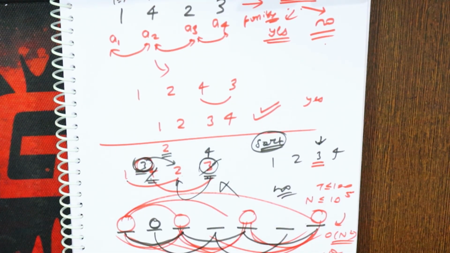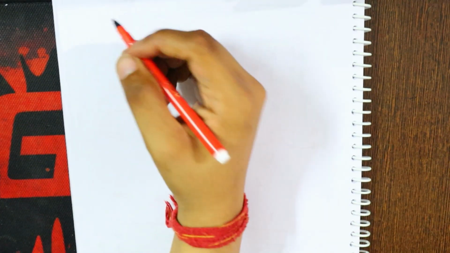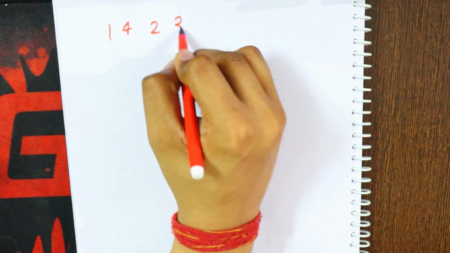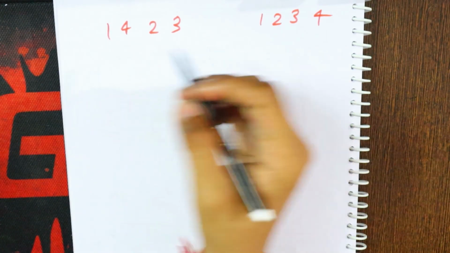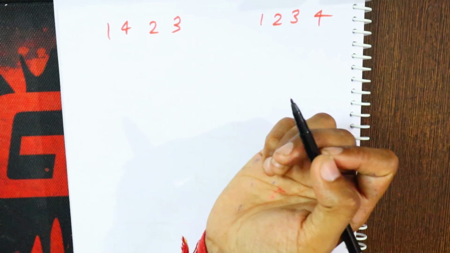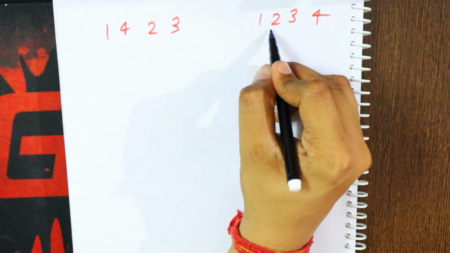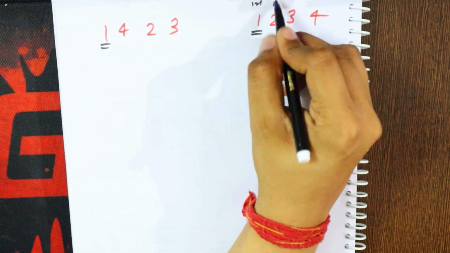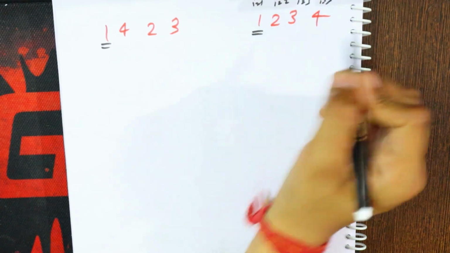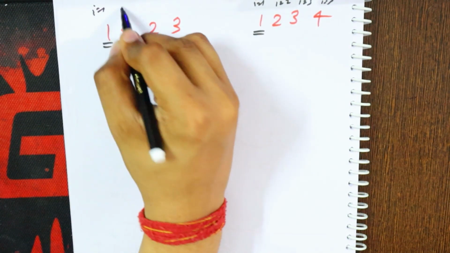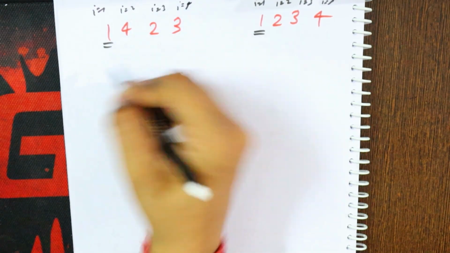Now how will you do it? Let's see how I will do it. So if I take this example again, and it is the sorted one, see, actually 1 is at its place. Now how do I know? Because in the sorted location it should be at index 1, and now it is at index 1. So yes, it is sorted.